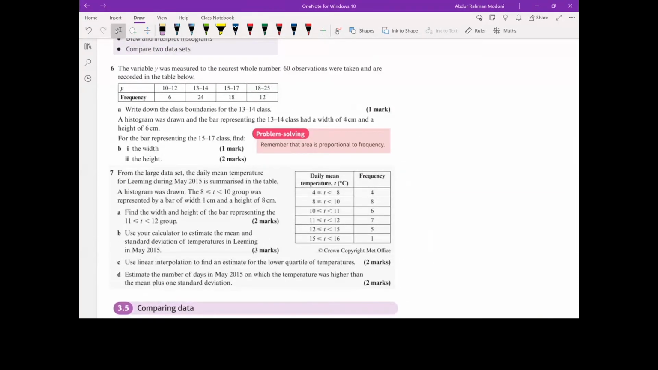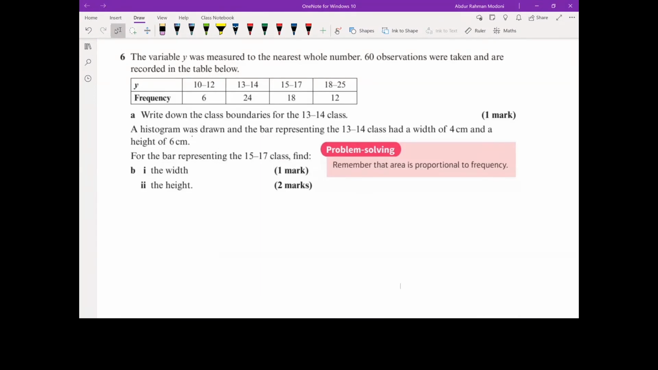And in terms of comparing data, you'll essentially be asked to compare two things, the location as well as the spread of the data. We're looking at the variable y, which is measured to the nearest whole number. 60 observations were taken and are recorded in the table below. And we can see here the boundaries 10 to 12, 13 to 14. So it's kind of for whole numbers. So if we need to do something in terms of continuous data, we'll have to do a continuity correction.